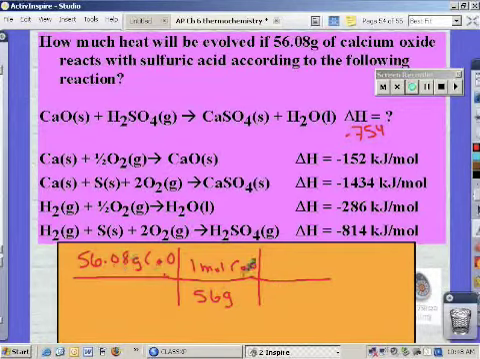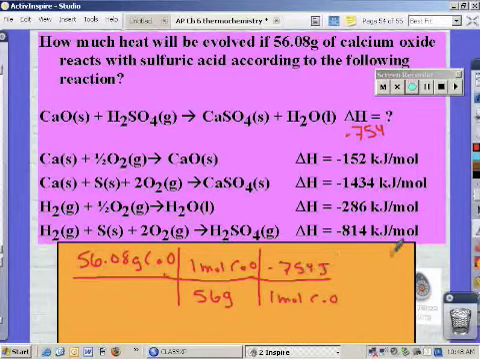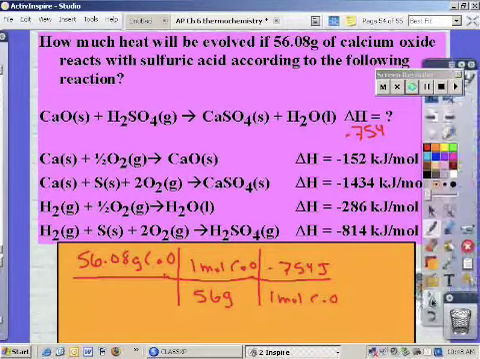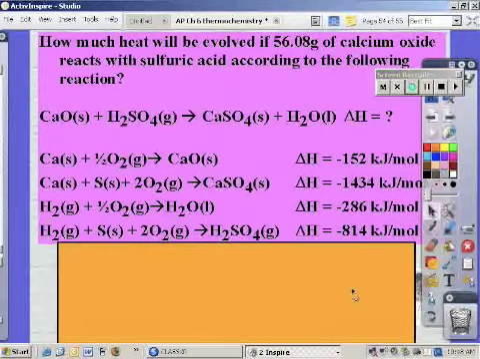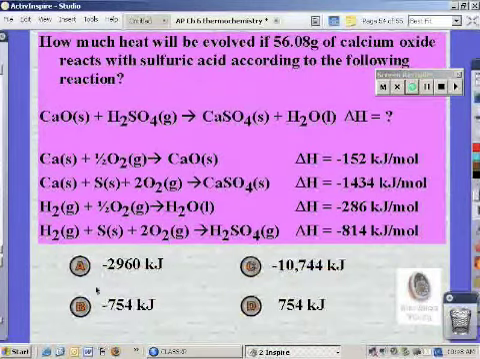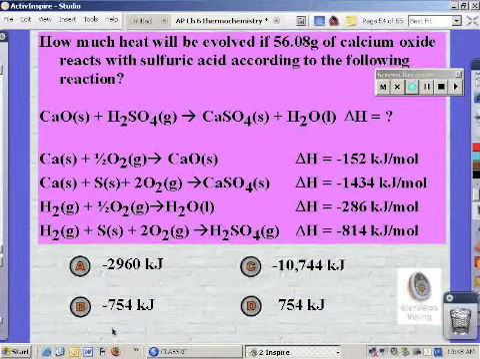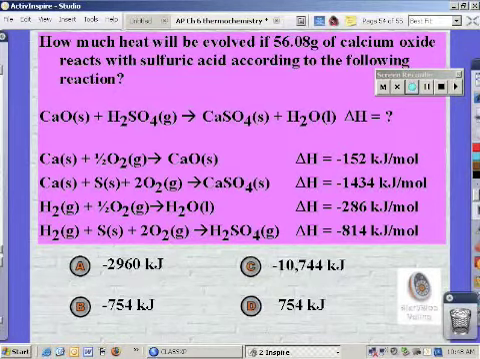So plugging that in, kilojoules is our answer. So always read your questions carefully to make sure you know what the questions are actually asking.